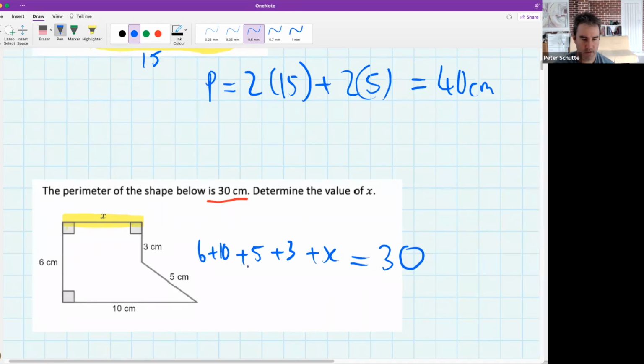Okay, 16, 21, 24 plus X is 30. And we take away 24 from both sides, and we should get 6 centimeters.